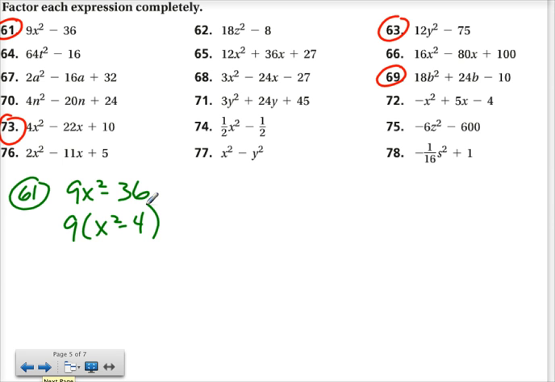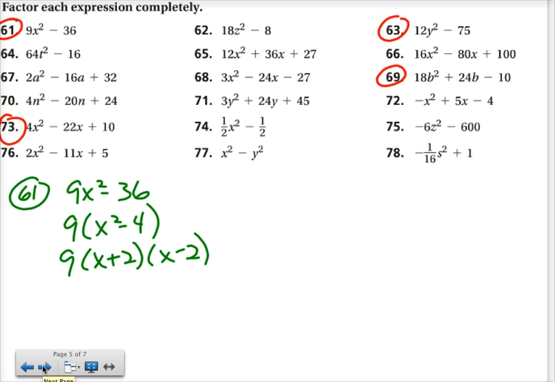And then as I'm writing it down, I'm thinking, hey, you know what? I just factored that on the last page. That's a difference of 2 square problems. That's x plus 2 and x minus 2. And so now I have it factored completely. There are no more squared terms, and there's nothing else that I can do with that.